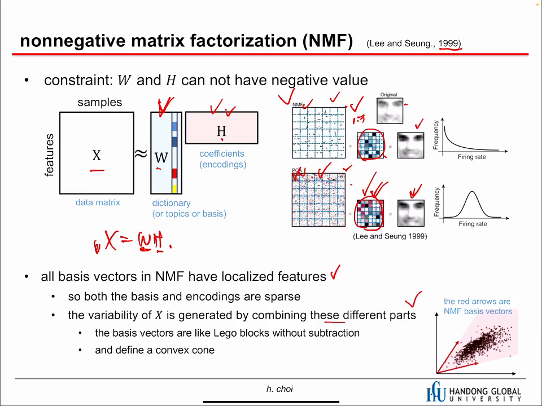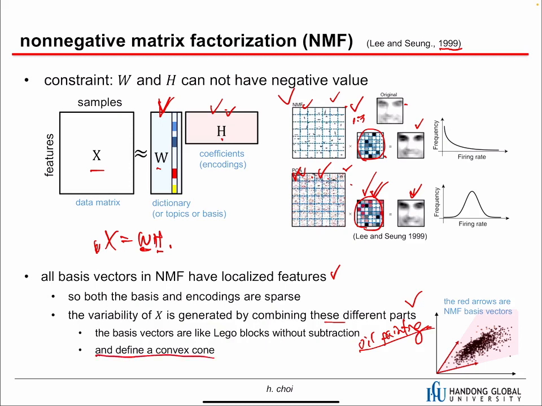But in NMF, these basis vectors are like Lego blocks without the subtraction. Or if you want, you can say these basis vectors are oil painting. So in oil painting, we don't have erasure. Once you add some color, the color stays there, right? Once you add, then you cannot delete that part.